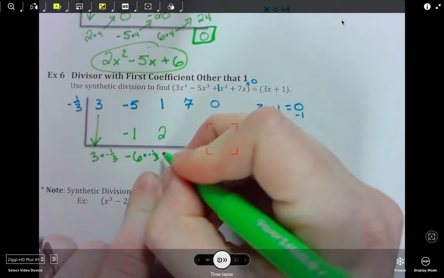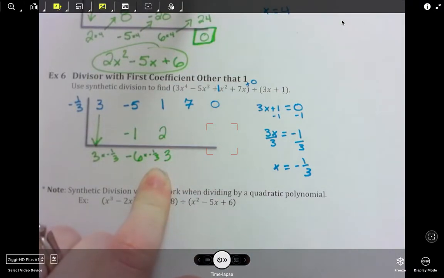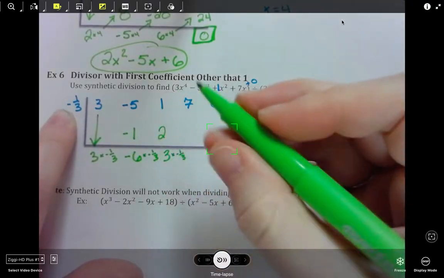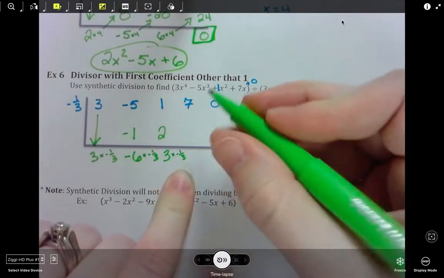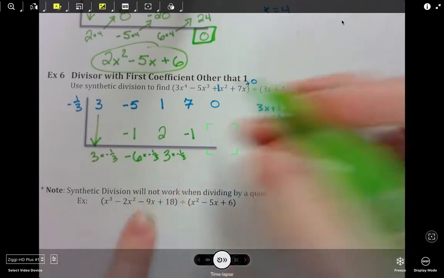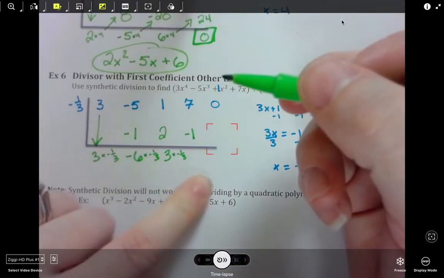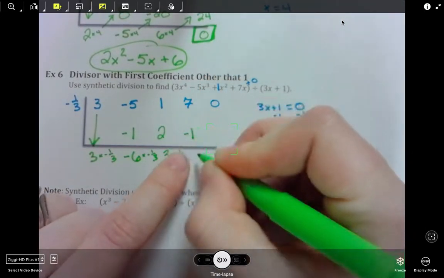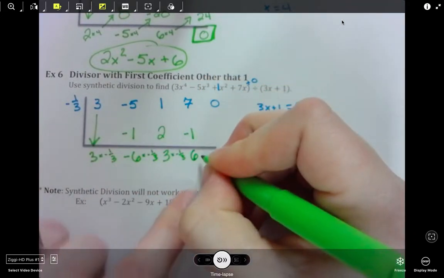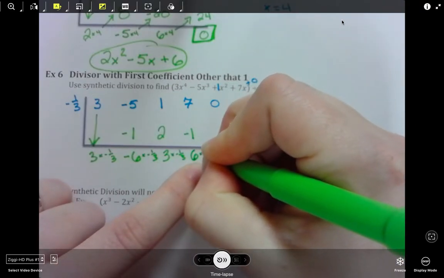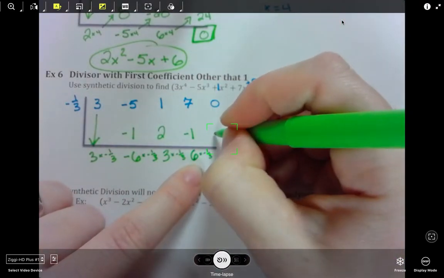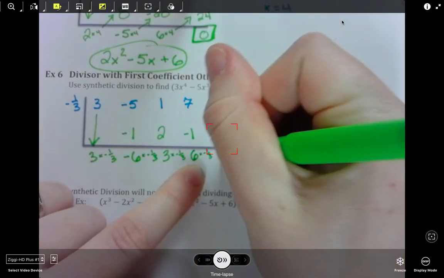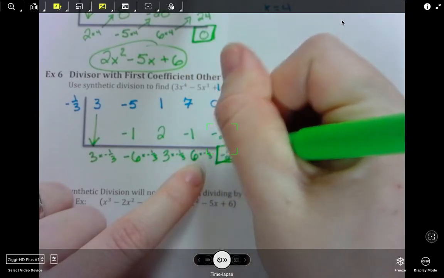1 and 2, that makes 3. When I add, and I multiply that by negative 1/3 again, 3 times negative 1/3 is negative 1. You don't have to write in the times negative 1/3 every time if you don't want to, but I am. 7 and negative 1, when I add those two together, that makes 6. And 6 times negative 1/3 is, let's see, negative 2. And 0 minus 2 is a negative 2. And I'm going to put that last number in the box.